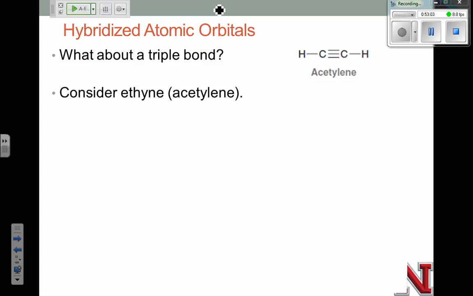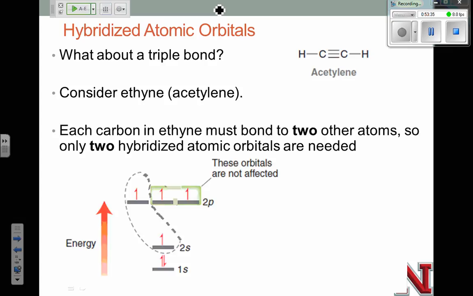What about a triple bond? How many hybridized orbitals do you think we need here? 2. How many sigma bonds do we have? 2. If we mix 1 p orbital and 1 s, how many unhybridized p orbitals does that leave us with? We started with 3 p orbitals. We mix 1 p orbital with 1 s, so how many unhybridized do we have? 2. That's what we need to form 2 pi bonds. 2 p orbitals. So here we're mixing just 1 s and 1 of the p's.